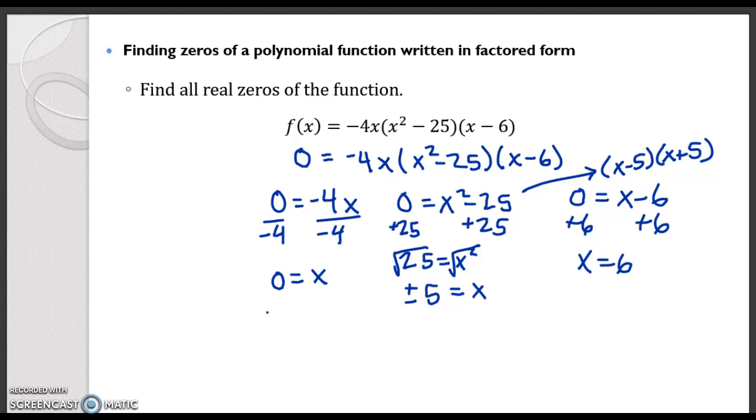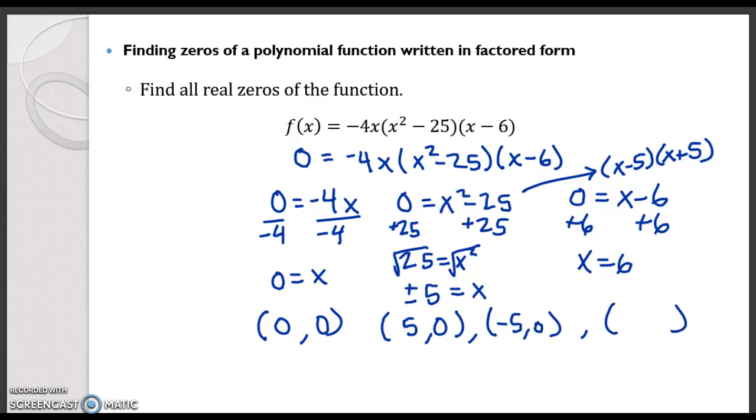So what are my x-intercepts? Well, when y is 0, x was 0 in this case. This one I had 4. When y was 0, x is 5 or negative 5. And then when y was 0, x is 6. So there's all my x-intercepts, right? That was the same way I found my x-intercepts.